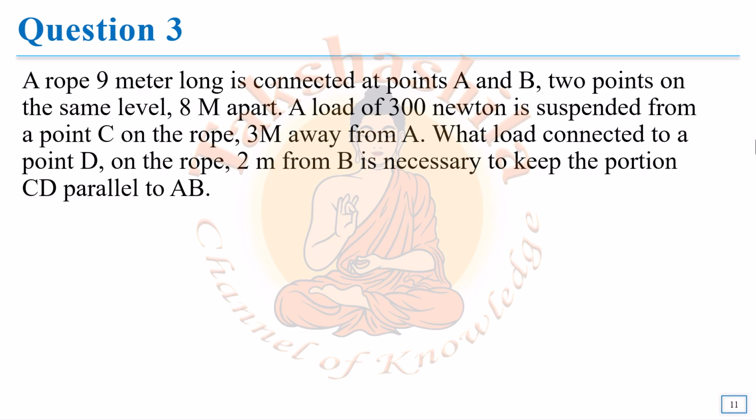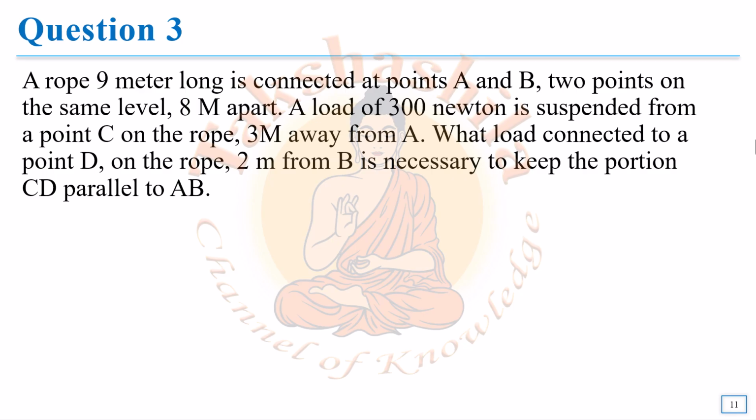A rope 9 meter long is connected at points A and B, 2 points on the same level, which are 8 meters apart. A load of 300 Newton is suspended from a point C on the rope 3 meter away from A. What load connected to a point D on the rope 2 meter from B is necessary to keep the portion CD parallel to AB?